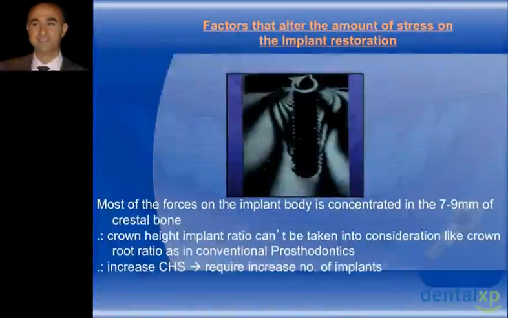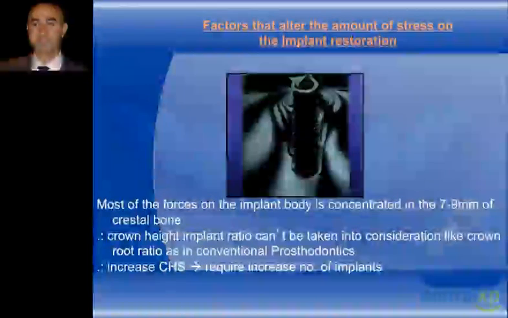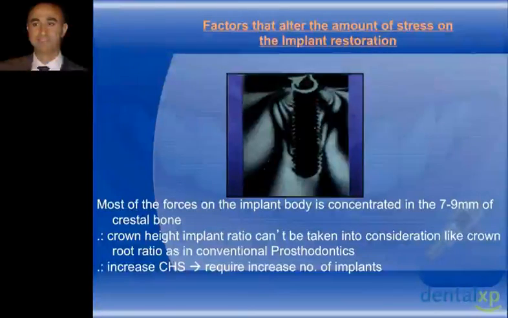So again, coming back to the same photoelastic stress and strain analysis, we cannot consider the same rule of crown root ratio like implant crown ratio. Most of the forces again on the implant is concentrated between 7 to 9 millimeters from the crest. Crown height implant ratio, as I said, cannot be taken into consideration like crown root ratio as in conventional prosthodontics. So in other case, increase in crown height space requires more numbers of implants and not longer implants.